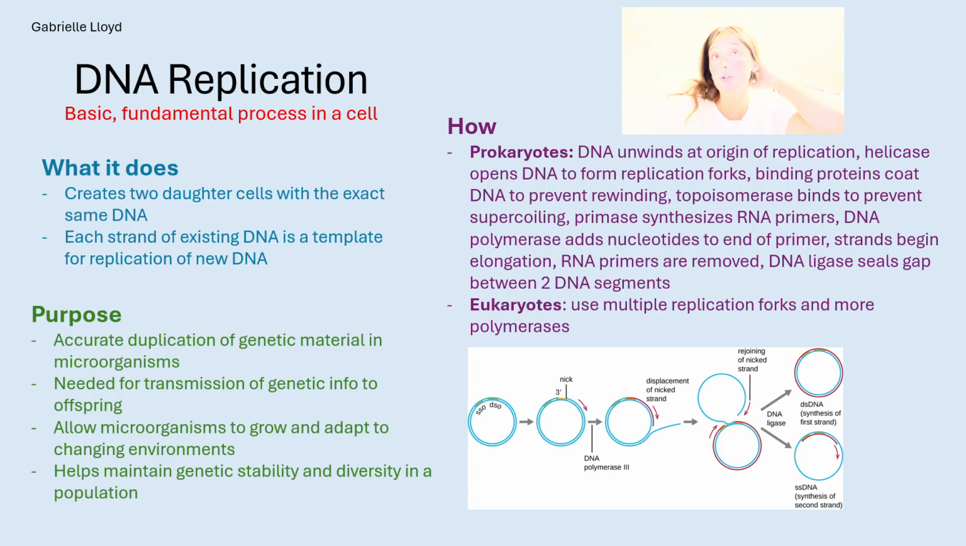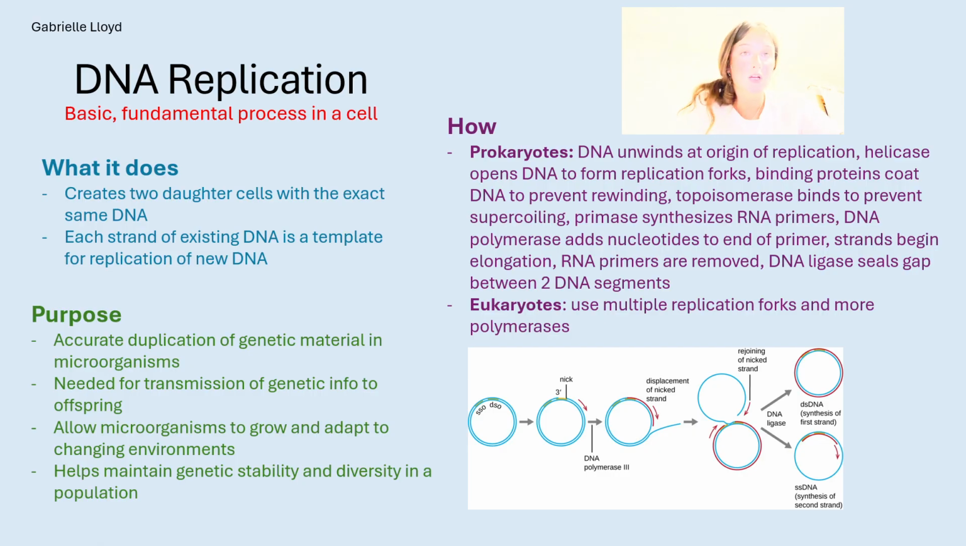Okay, so DNA replication is a basic fundamental process in a cell. It creates two daughter cells with the exact same DNA from one DNA, and each strand of the existing DNA is a template for replication of a new DNA. The purpose of DNA replication is accurate duplication of genetic material in microorganisms. It's needed for transmission of genetic information from the parent to the offspring. It allows microorganisms to grow and adapt to changing environments, and it helps maintain genetic stability and diversity in a population.